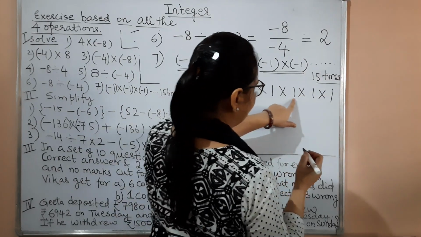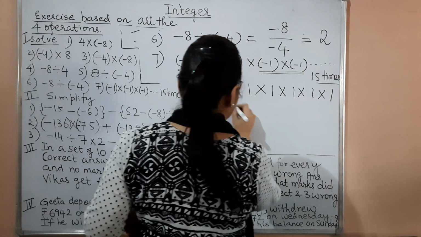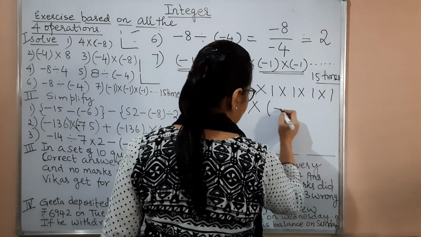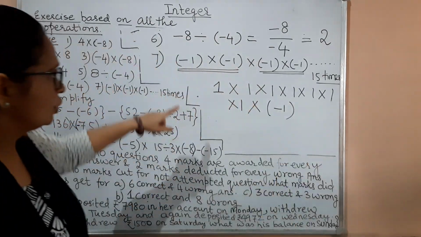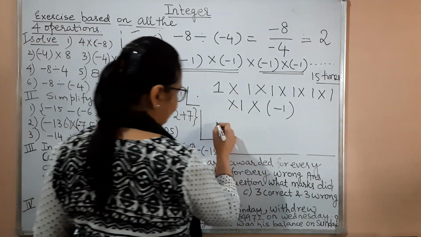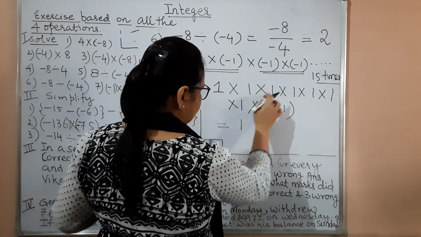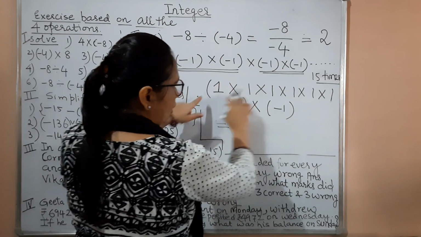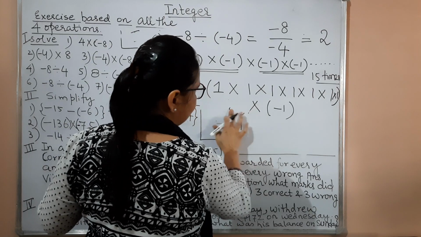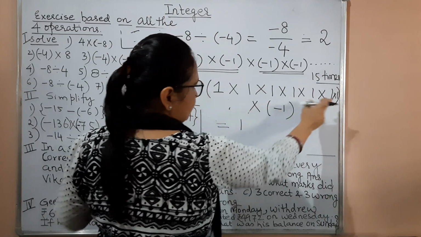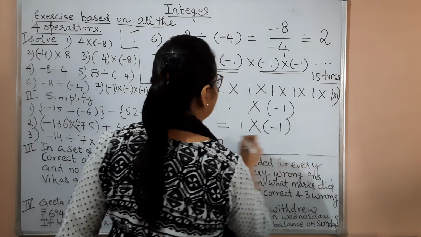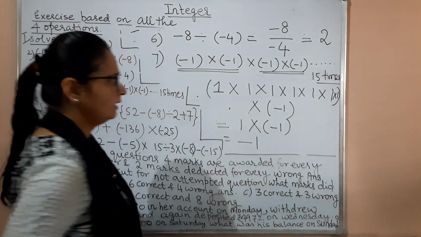1, 2, 3, 4, 5, 6 and 7, and the 15th one that remains will be -1, right? So we all know 1 into 1, no matter how many times you do it, you are going to get 1. This is 1 up to here. If you multiply from here, say if I write it here itself, then we have this. The answer is 1 multiplied by -1 and the overall answer will be -1.